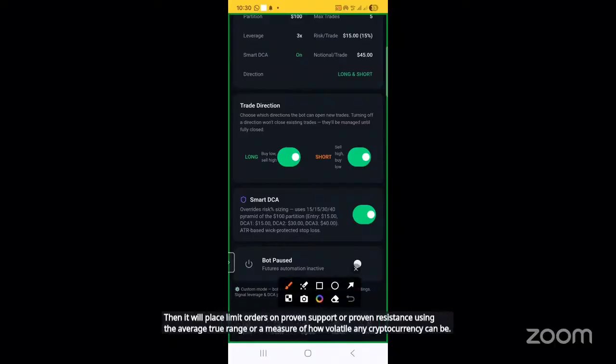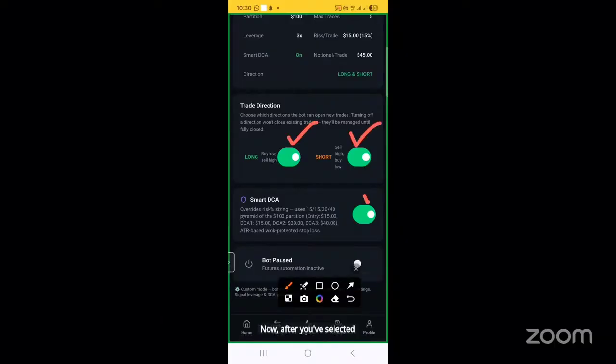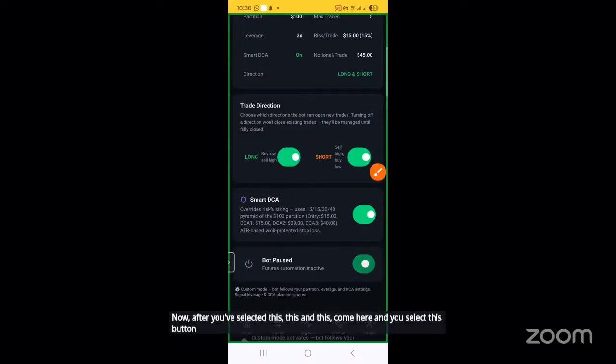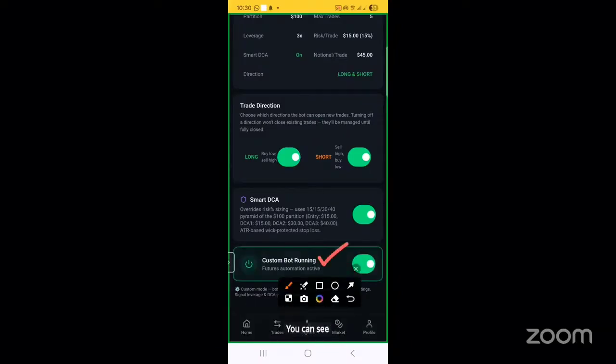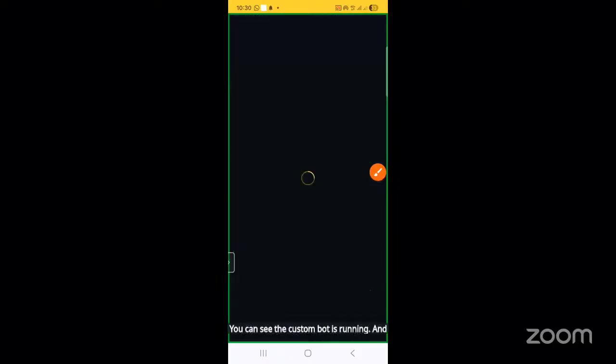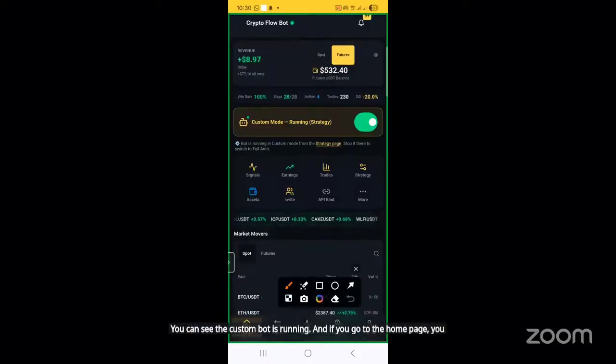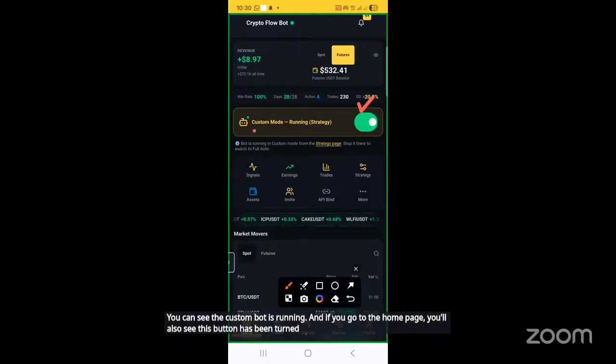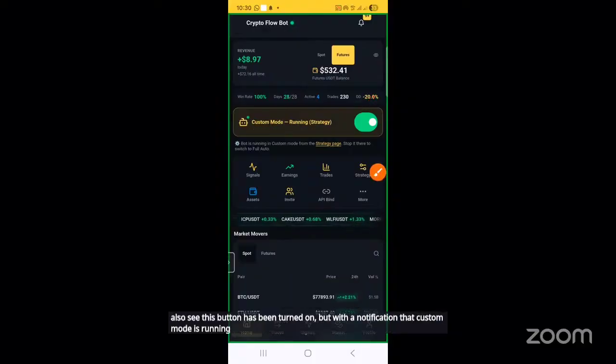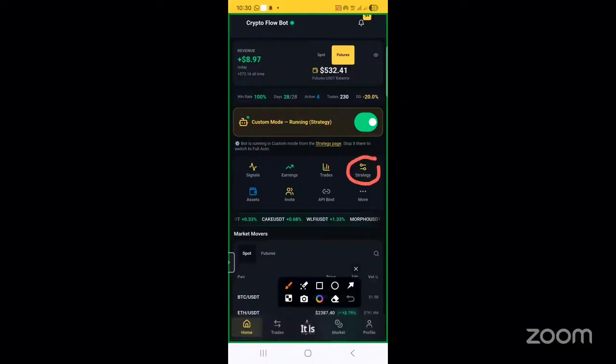Now, after you've selected this, come here and you select this button for you to turn on the bot. You can see the custom bot is running. And if you go to the home page, you will also see this button has been turned on, but with a notification that custom mode is running. Why is it showing you that the custom mode is running? It is because it is running a strategy that you have customized from this end.